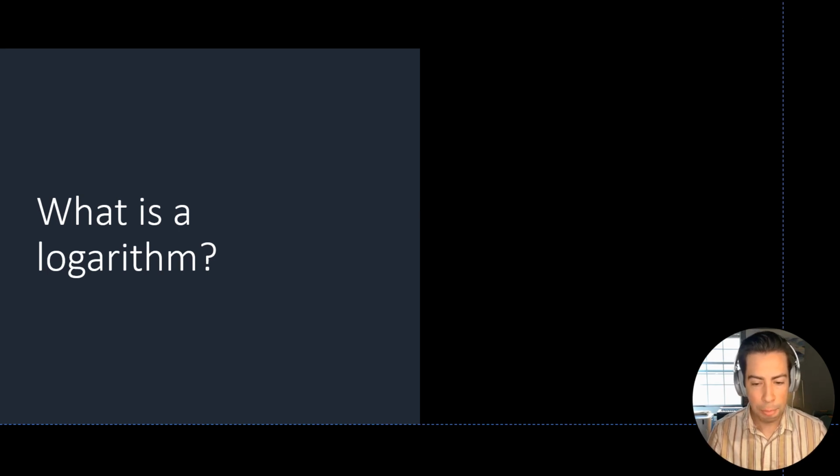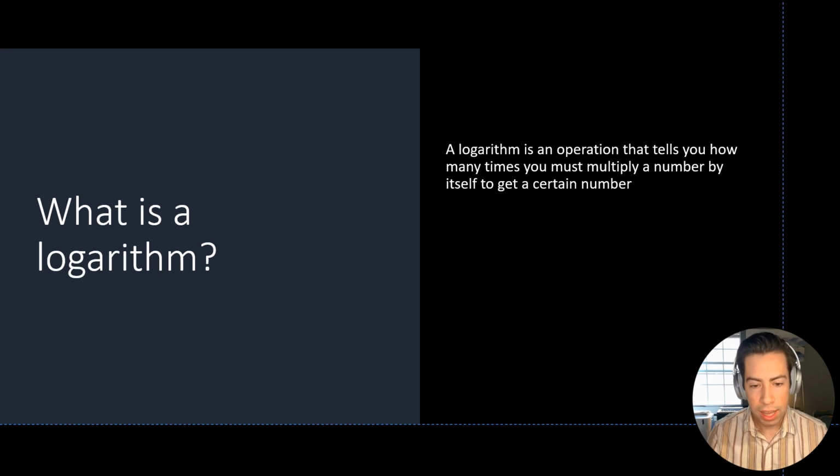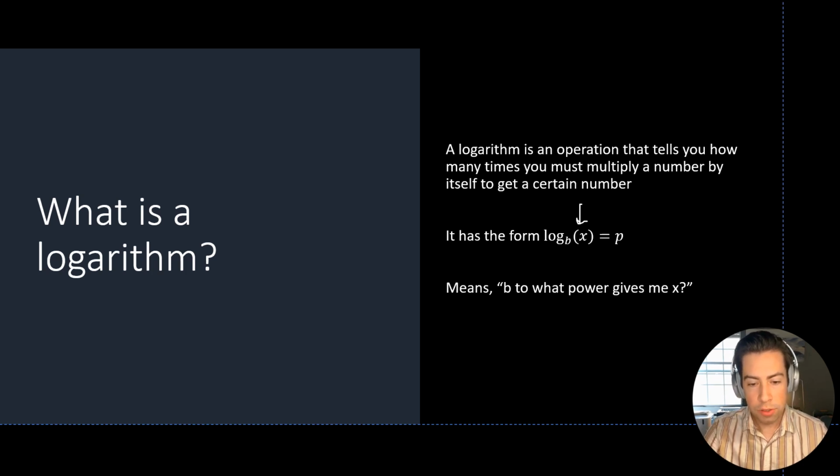So this is probably the biggest issue that people run into, is not understanding what a logarithm is. So let's get right into it. A logarithm is an operation that tells you how many times you must multiply a number by itself to get a certain number. So let me explain. It has this form, log base b, with x as the, what we call this, the argument, equal to p, okay, or the power. So basically all this is saying is b to what power gives me x, okay? So it's the inverse of an exponent.